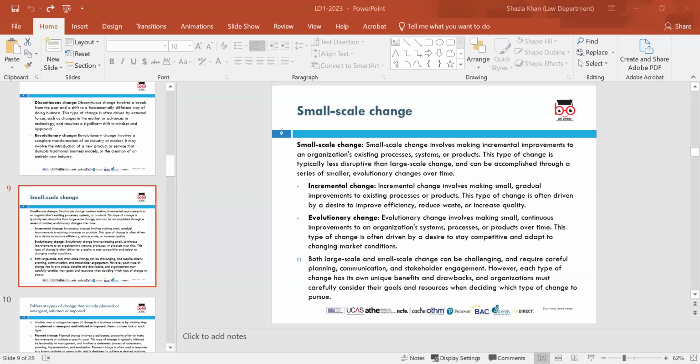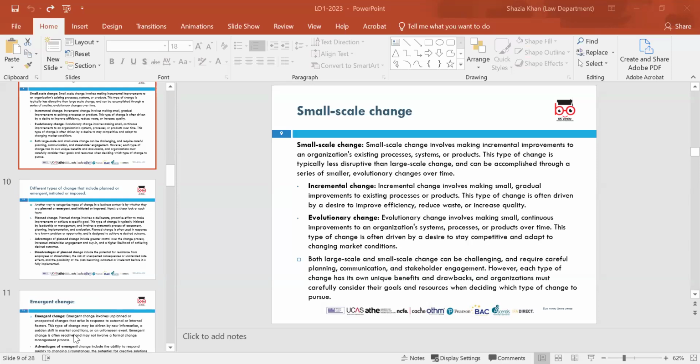Products, oh yeah. Evolutionary change involves continuous improvements in products and processes over time, slowly, small changes, not a huge amount of change. So that's small-scale change.